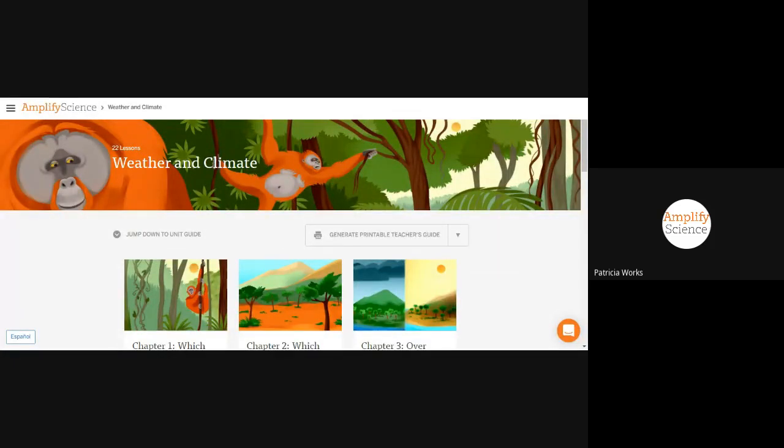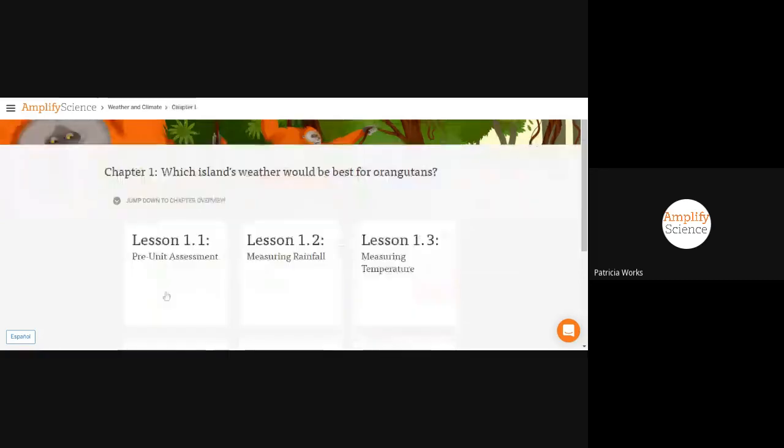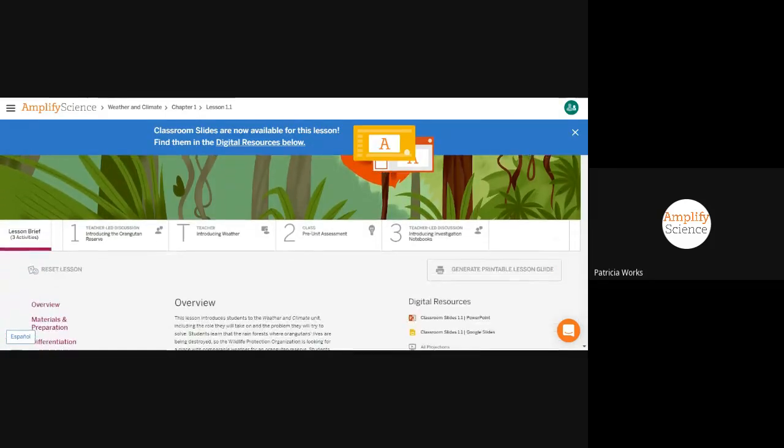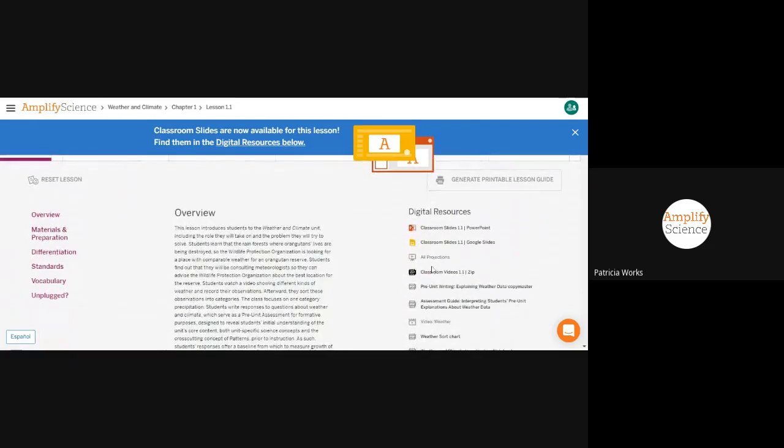So here we are on the main unit landing page for weather and climate. To get to lesson 1.1, we'll click on chapter 1, and there we see the pre-unit assessment. As we scroll down here, you can see that the pre-unit writing copy master is right here under digital resources, and the assessment guide is right below it. So you can click and open those up to read or to print if you'd like.